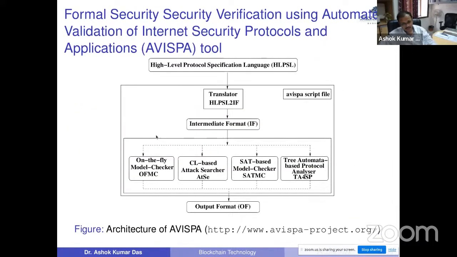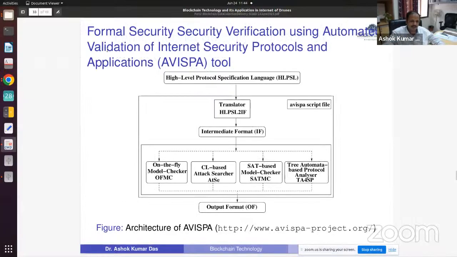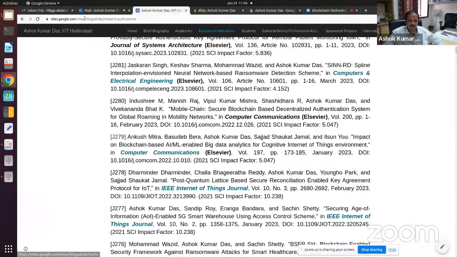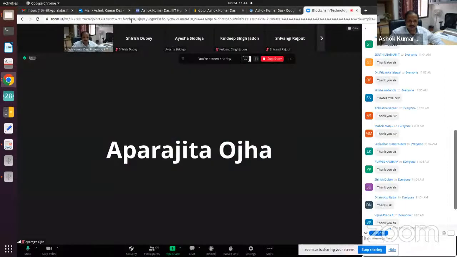So then we have tested also using something known as the automated validations tool, which is open source code, available in the Avispa project.org. But recently there is another good tool, known as the Cyther tool. So you can probably take a note of this tool that is known as the Cyther.